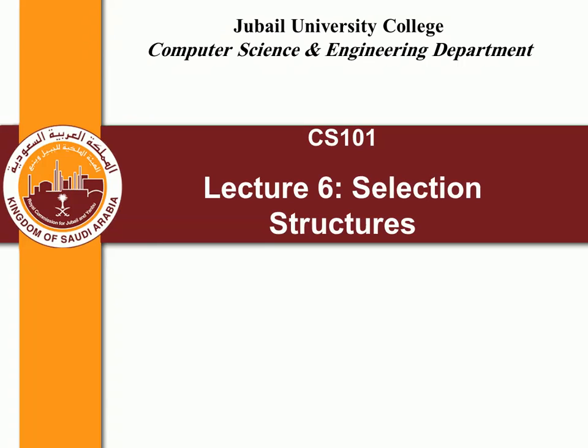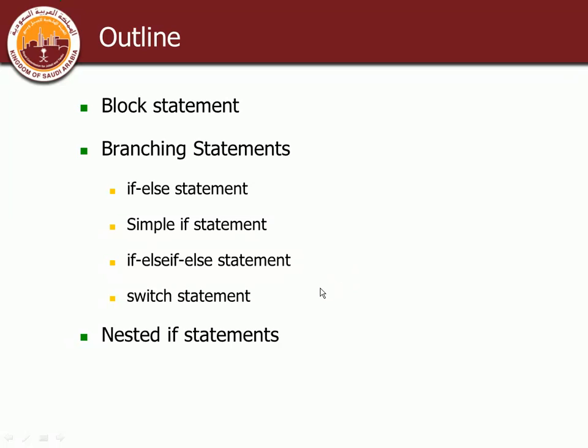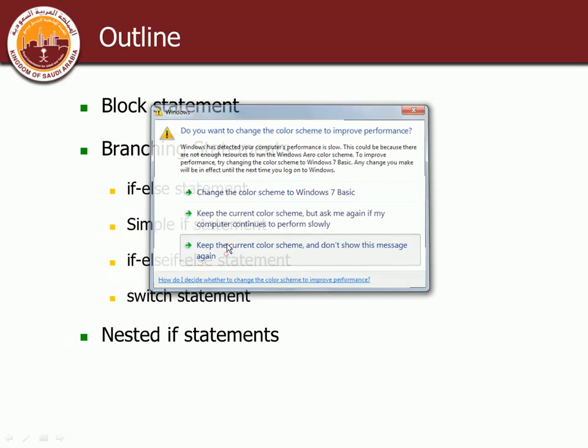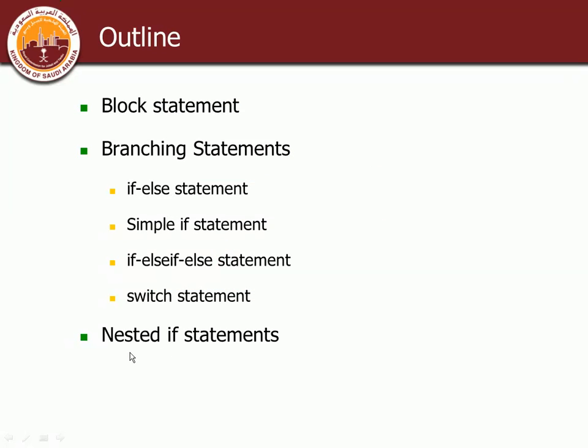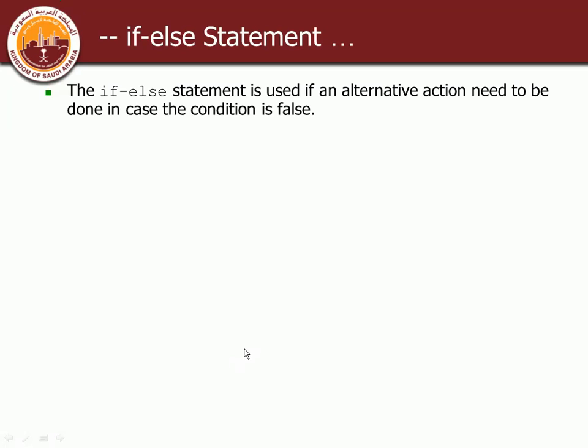For example, we might ask the user to give us his marks. We calculate the average, and if the average is less than 60%, we display you failed. If not, we display you succeeded, something like that. So how to do that? We're going to be talking about the selection statement, and before getting into all the details, we're going to be talking about the block statements, some branching statements, the different types of branching statements. There are different types of them, and then there's the last one, the nested if statements. We're going to be talking about all those, inshallah, and then practicing them accordingly.